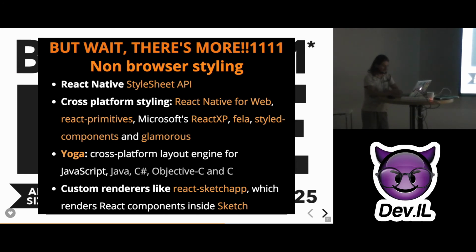Yoga is a cross-platform layout engine for a variety of languages, which also Vlad mentioned, which is in use today, for example, in React Native. And you have crazy stuff, which you couldn't have imagined a few years ago, like custom renderers. Stuff like React Sketch.app, which renders React components inside Sketch, so you can collaborate with your designers way, way better, and in a way which nobody could even think of a few years ago.